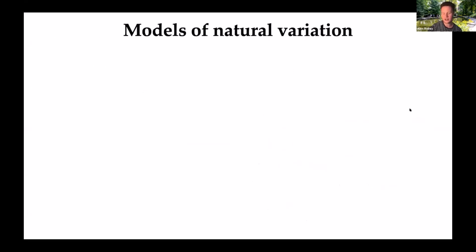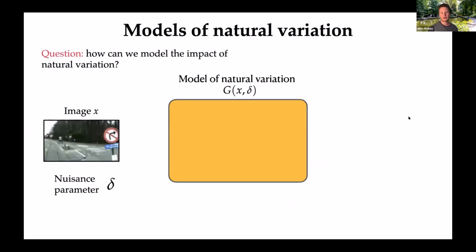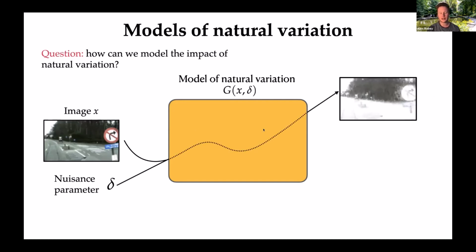So again, the first challenge that I want to talk about is the modeling challenge. So how can we model the impact of natural variation? To do so, I'm going to introduce what I'm going to call very simply a model of natural variation. And all a model of natural variation is, is a function g that takes two arguments, x and delta. So x is something like an image, and delta is something like a nuisance parameter. It's something like a vector in R2 or R3. And the idea here is we're going to give this function these two inputs, and it's going to output a corresponding image that looks semantically similar to the original image, so it's the same street sign, but it has a different level of natural variation. So you can see there's snow in this image.